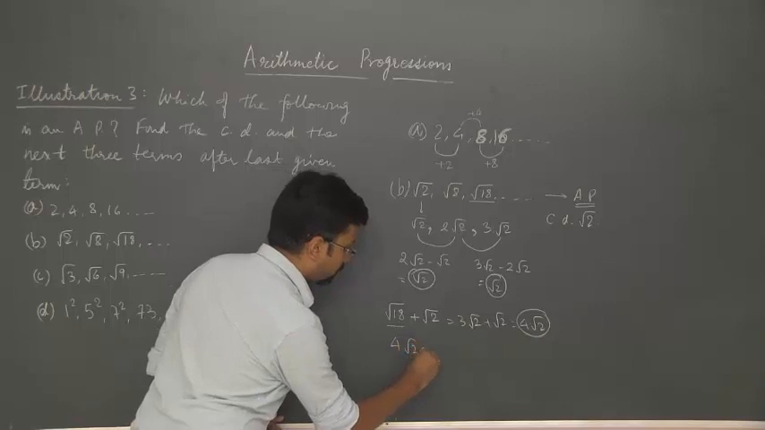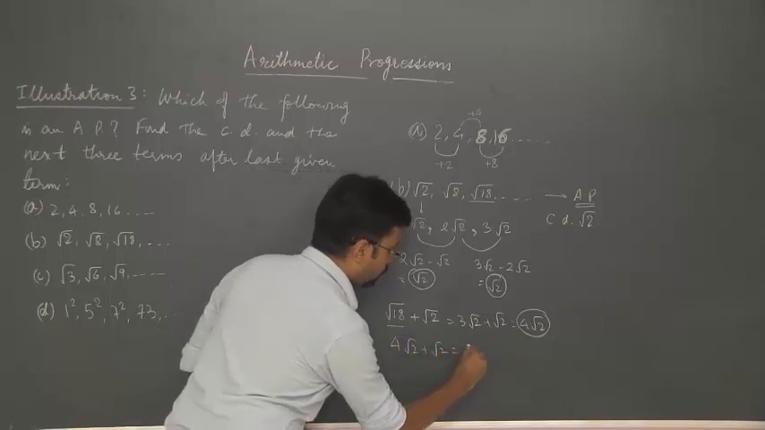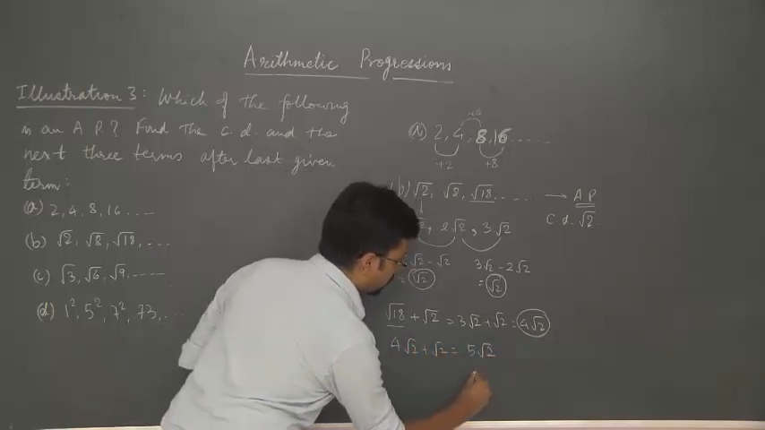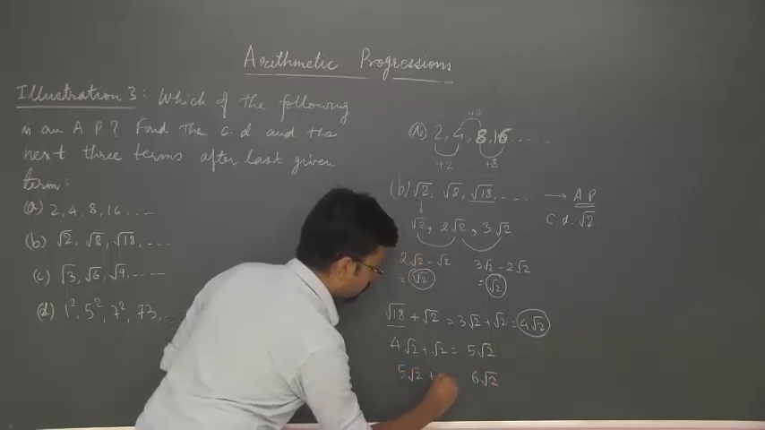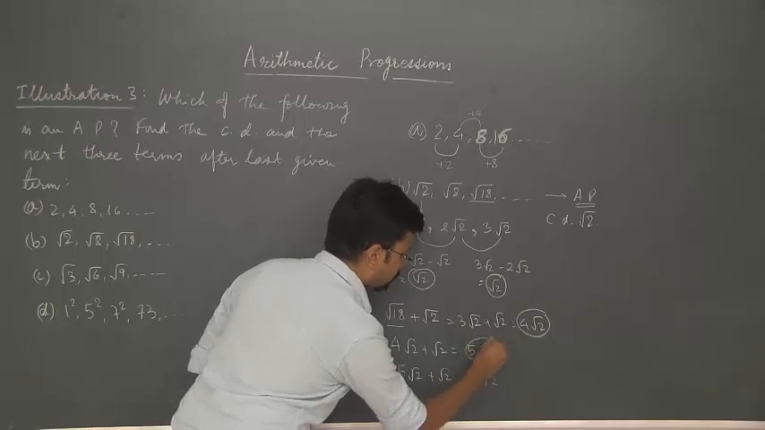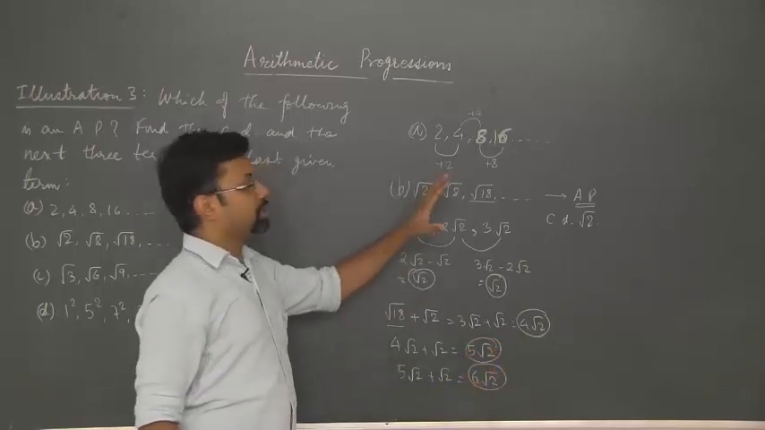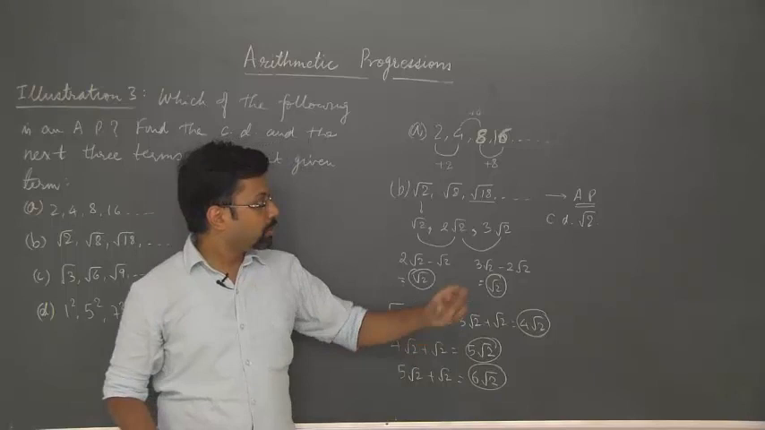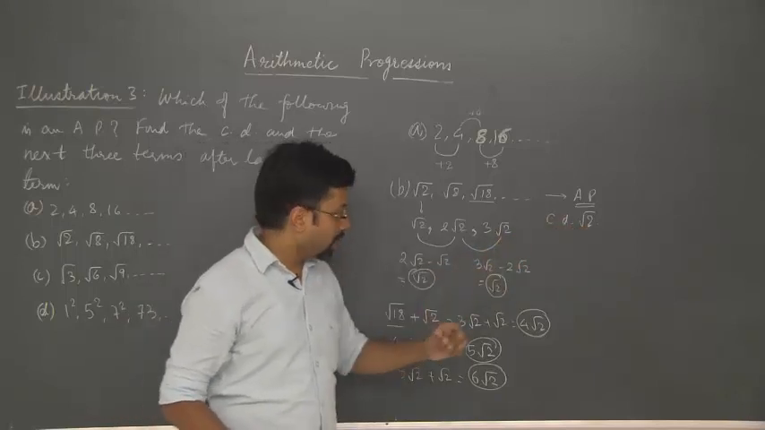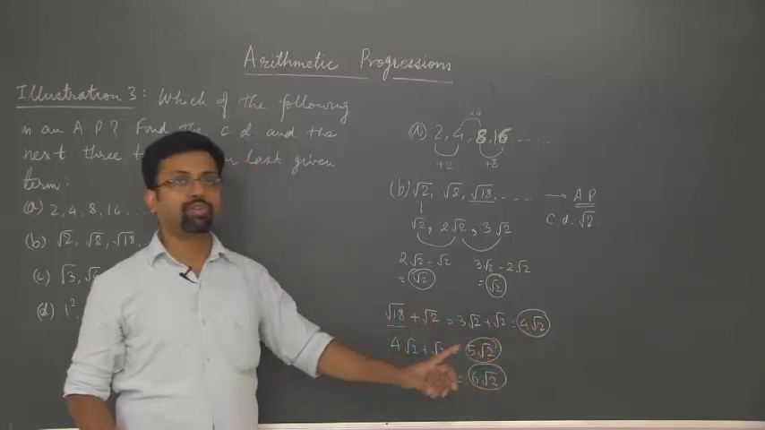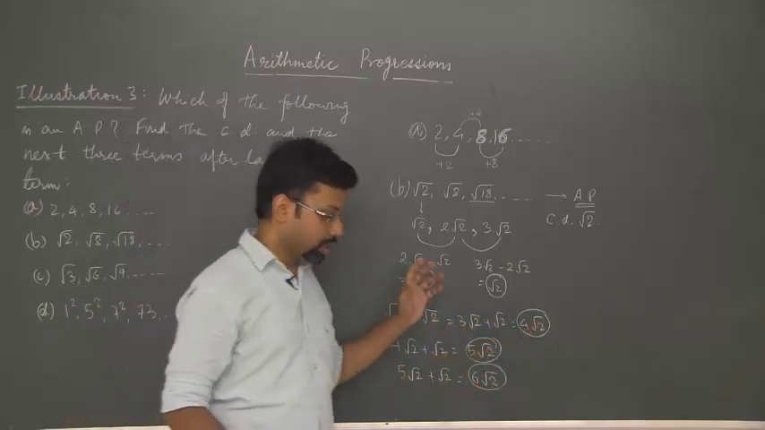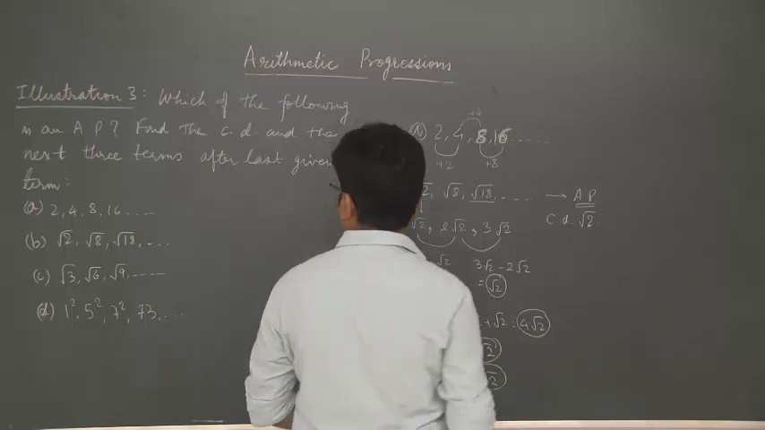If we add root 2 to 4 root 2, we get the next number, and then by adding root 2 to 5 root 2, we obtain the next number. So the given sequence is an AP with common difference root 2, and the three succeeding terms would be 4 root 2, 5 root 2 and 6 root 2. So we observe that the second one is an AP.